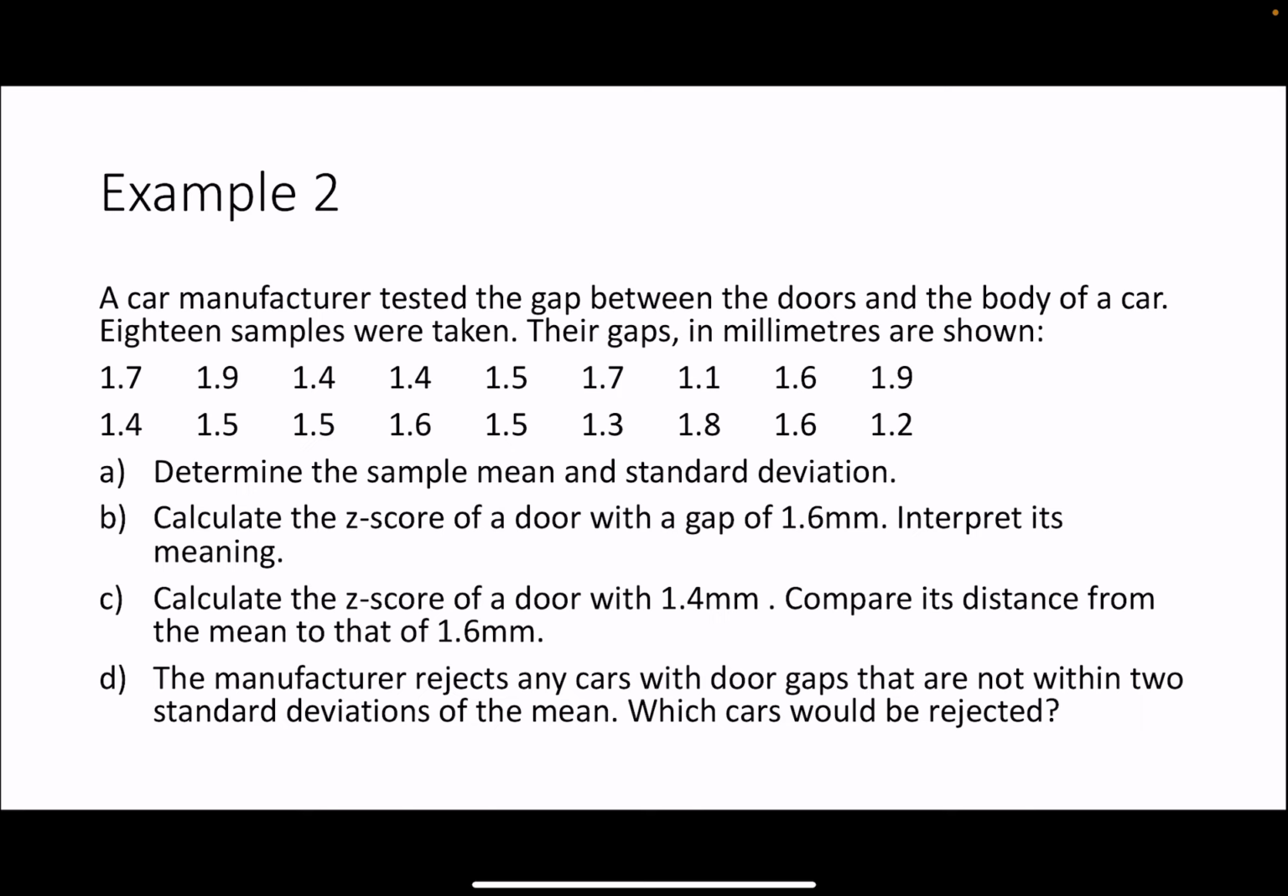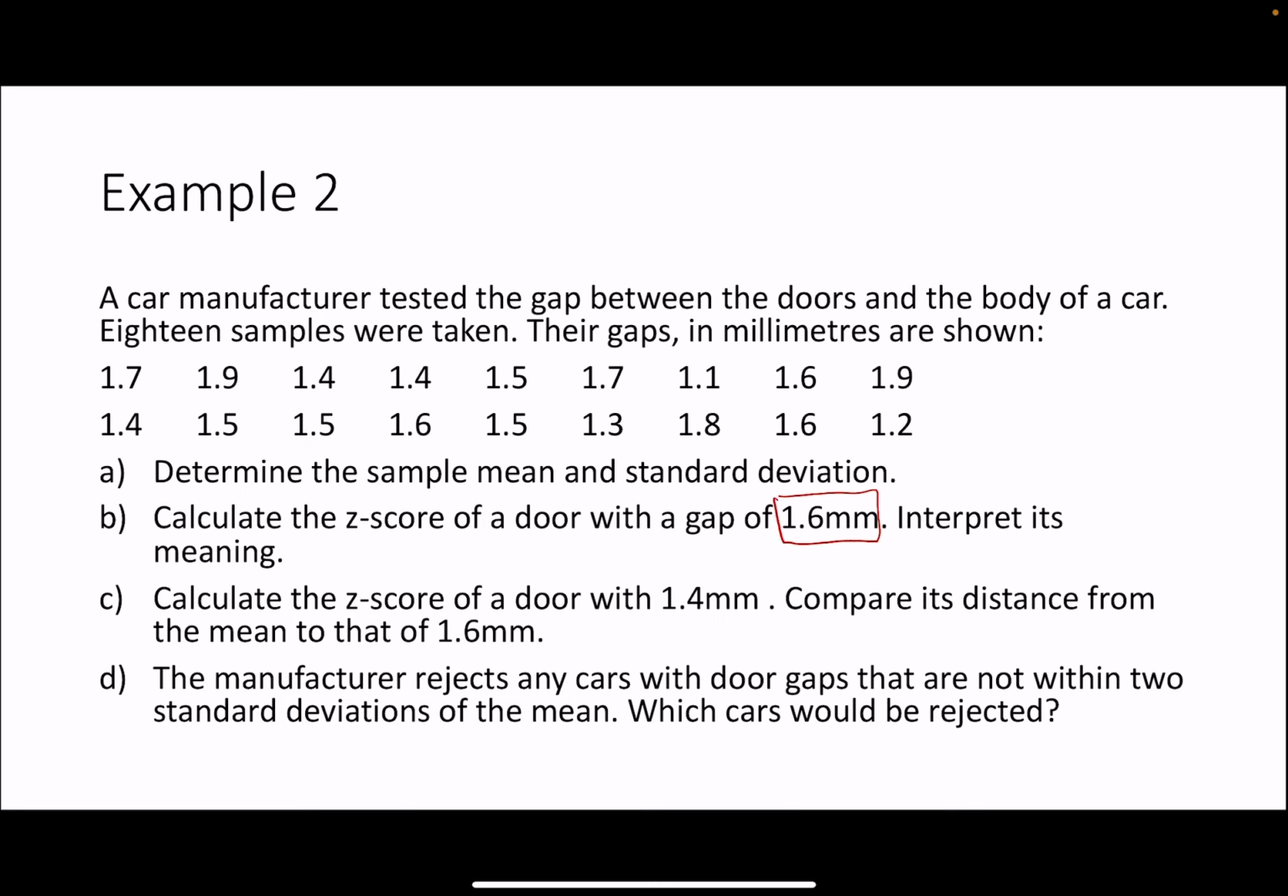So here's an example. A car manufacturer tested the gap between the doors of the body of a car. 18 samples were taken. Their gaps in millimeters are shown. Okay, so here are the gaps. Determine the sample mean and the standard deviation. So we have to use one of our formulas. Calculate the z-score of a door with a gap of 1.6 millimeters. Interpret its meaning.